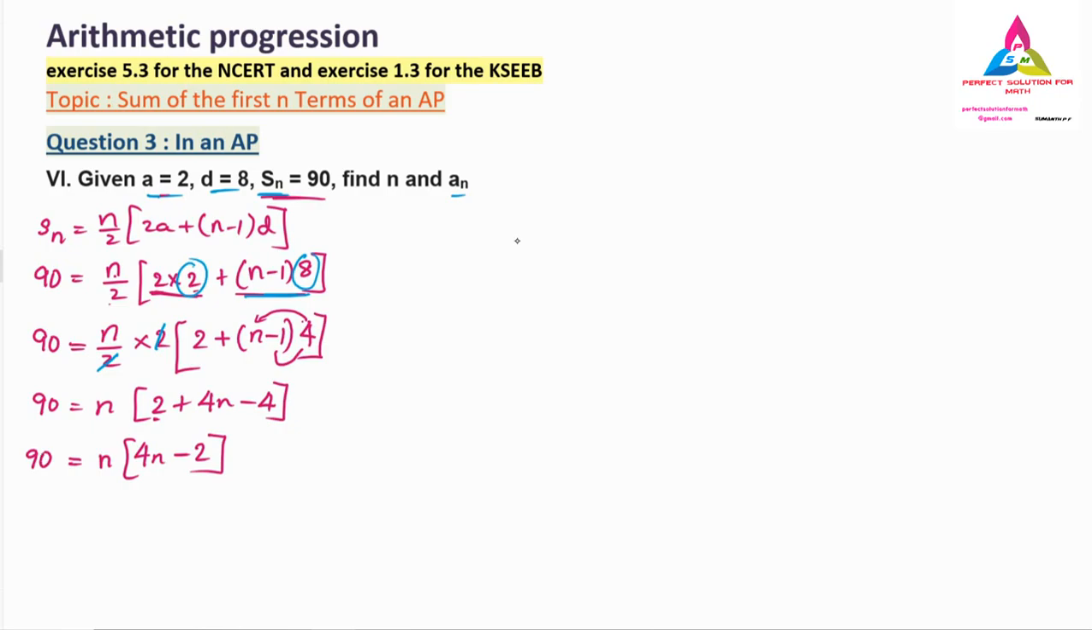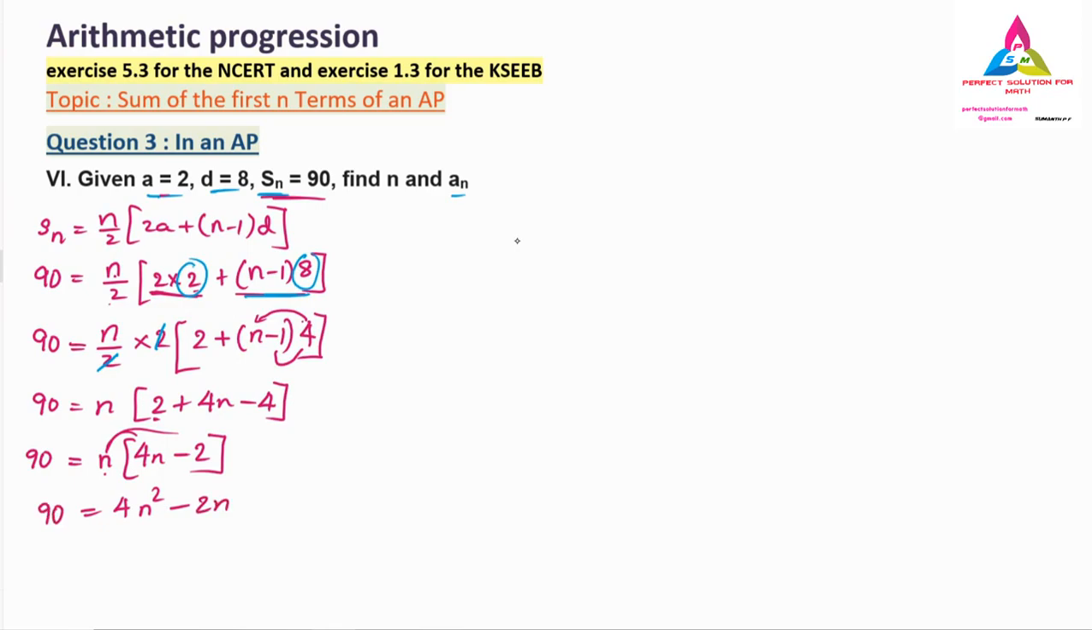If you have any difficulty, you can write it in the comment section. Okay, so next one, this n we have to multiply for both. Now it will turn into a polynomial. So n into 4n is 4 n square, and n into 2 is 2n, so 4n square minus 2n is equal to 90 we have.